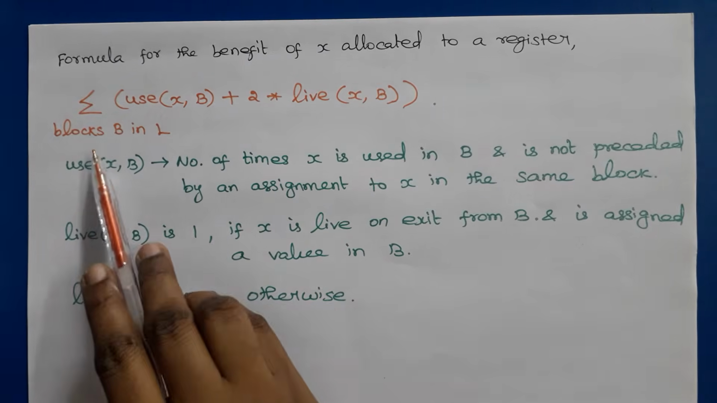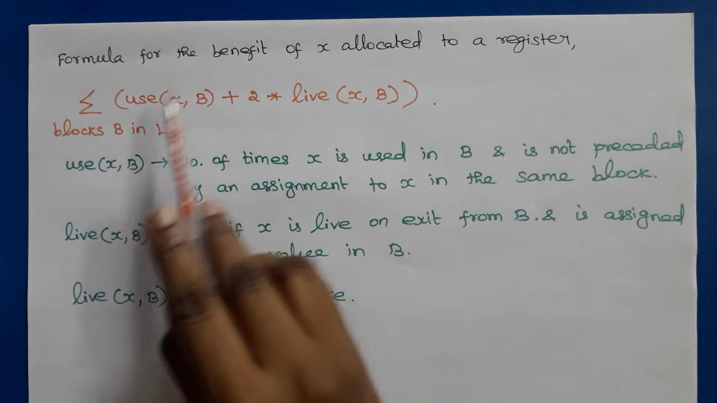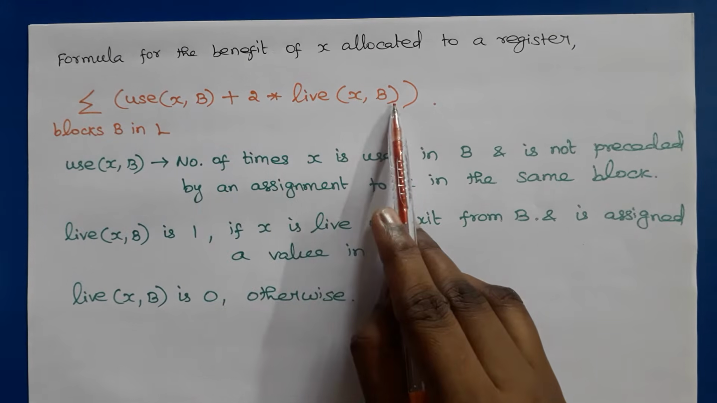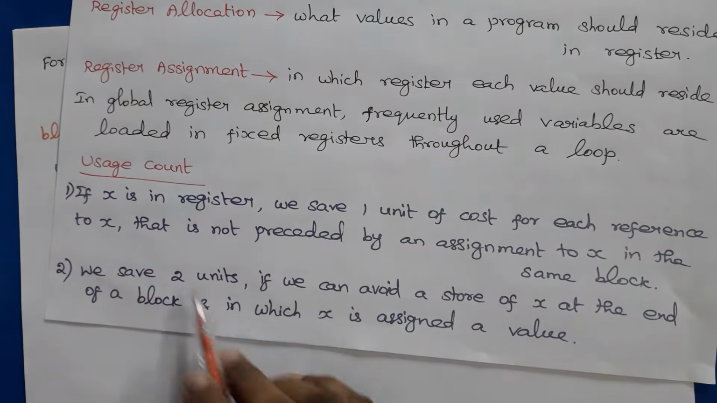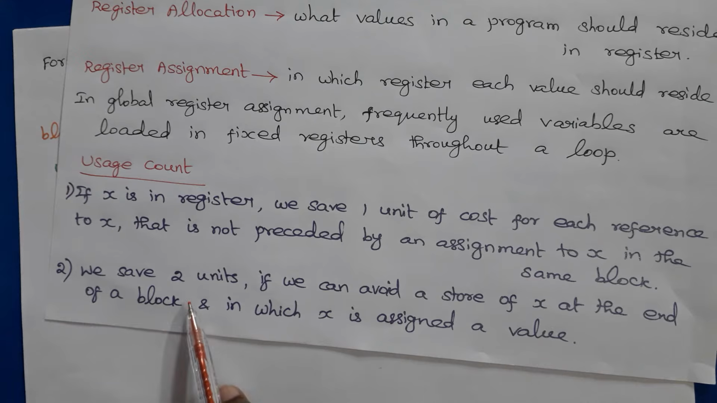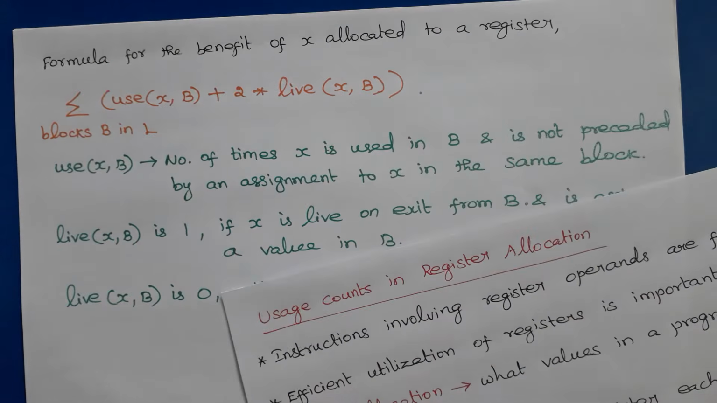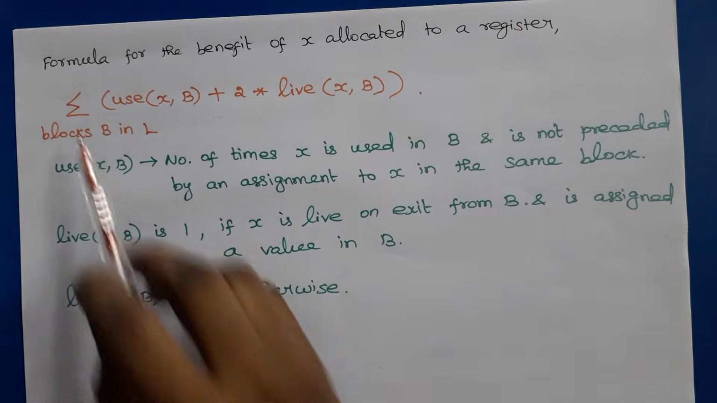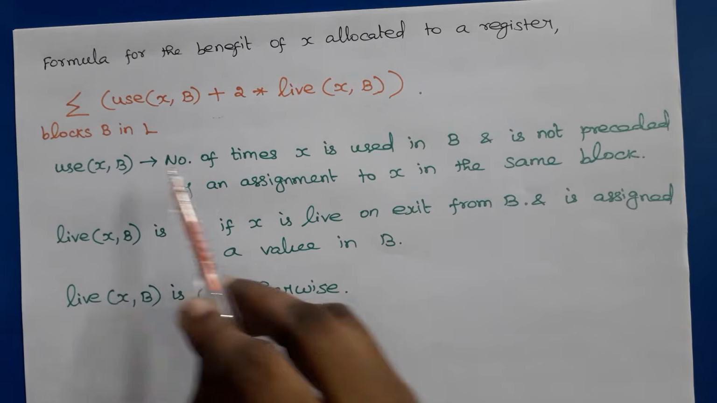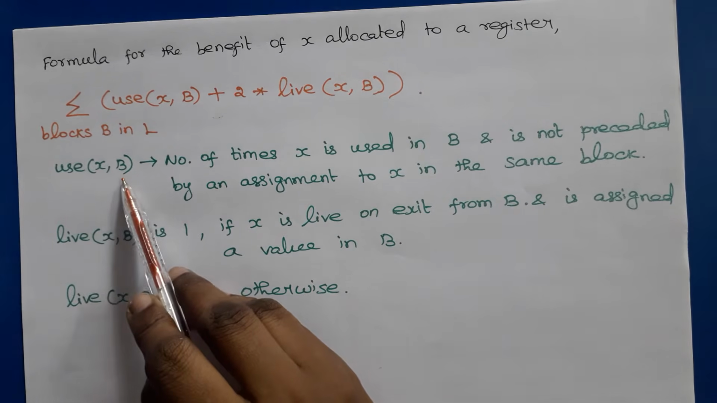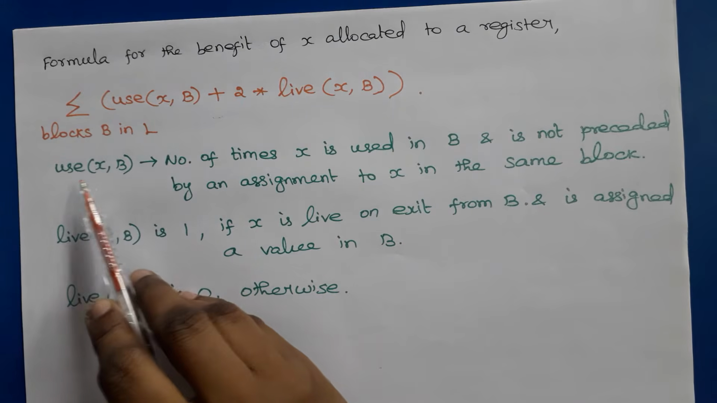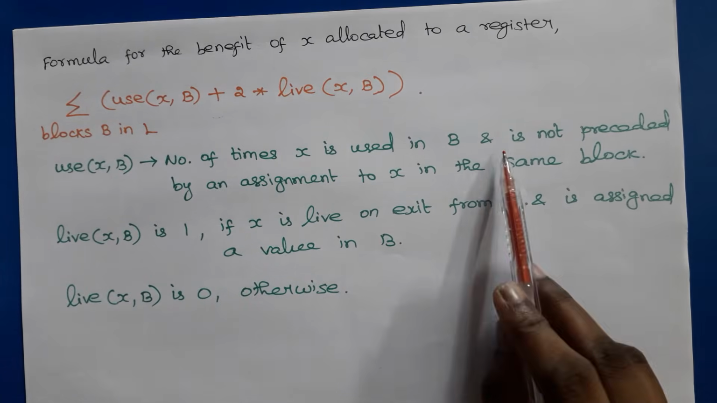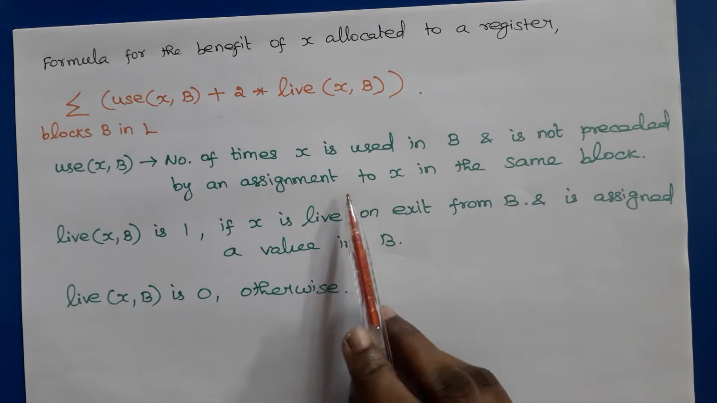For each block, we need to find use of x comma b plus 2 into live of x comma b, because for each use of x we can save 1 unit of cost, and live means we can save 2 units of cost. Here use of x comma b represents the number of times x is used in a block b, where the use is not preceded by any assignment to x in the same block.